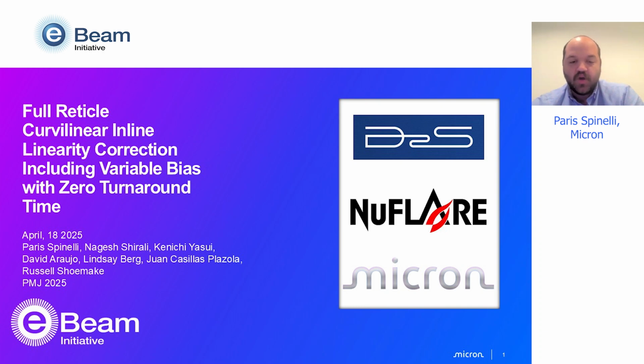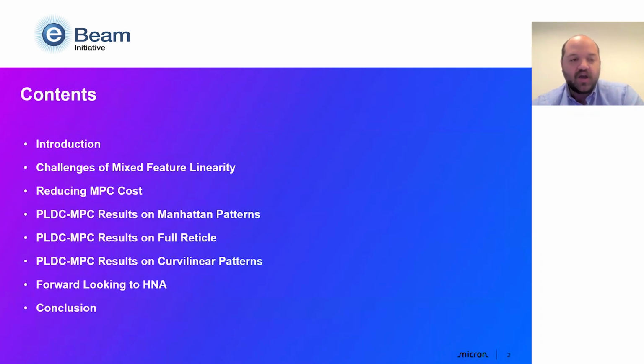To start, we'll go over the introduction to the background of what Micron's been doing to explore curvilinear features, the challenges of mixed feature linearity, reducing MPC cost, PLDC-MPC results on Manhattan patterns, PLDC-MPC results on full reticles, PLDC-MPC results on curvilinear patterns, and finally, a forward look to the application of PLDC-MPC on high NA, followed by a brief conclusion.